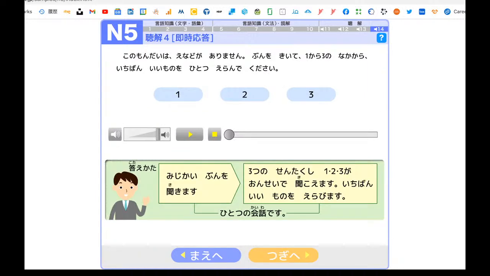This is the last one. So, let's see. この問題は絵などがありません。文を聞いて1から3の中から一番いいものを一つ選んでください。Yay, here we don't have number 4 option. We have only 1, 2, 3. We don't have to care about 4. この問題は絵などがありません。So we don't have any visual clue. We have to just listen carefully and find out the right one.